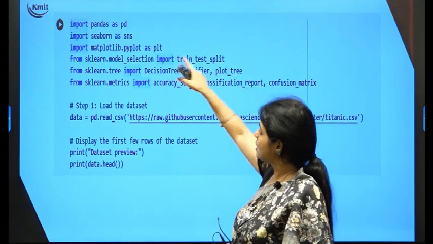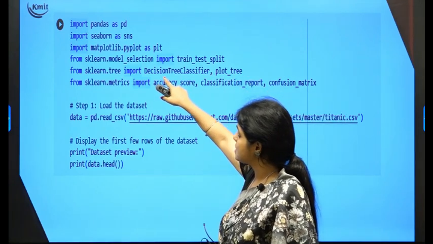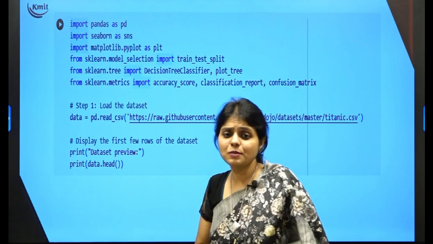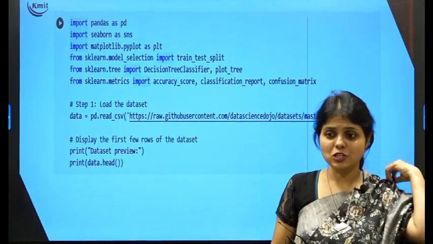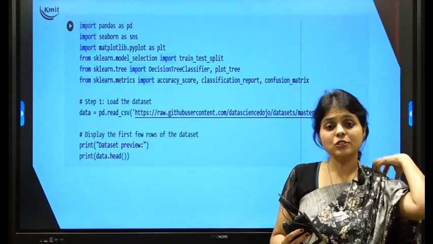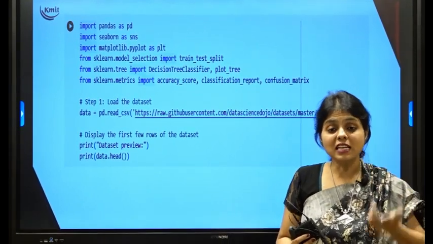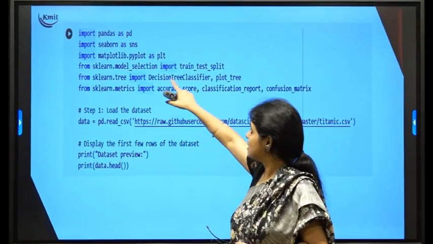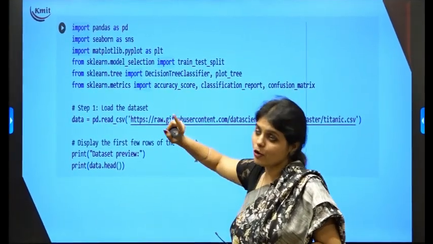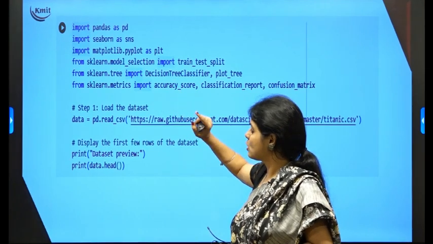All the libraries are the same except this line. In the last experiment, we imported the logistic regression model, but here from sklearn.tree, we import the DecisionTreeClassifier. Again, see, D is capital, T is capital, C is capital. So this is how I import the required libraries.